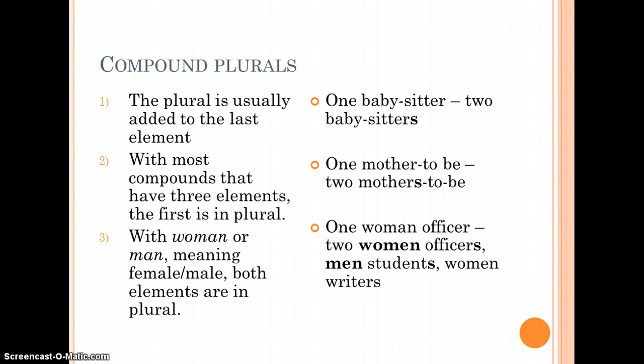With woman or man, meaning female or male, both elements are in plural. You have 1 woman officer, but 2 women officers, men students, and women writers.